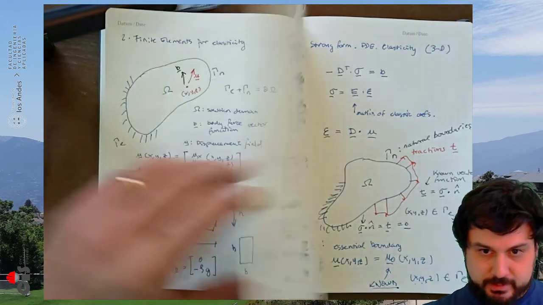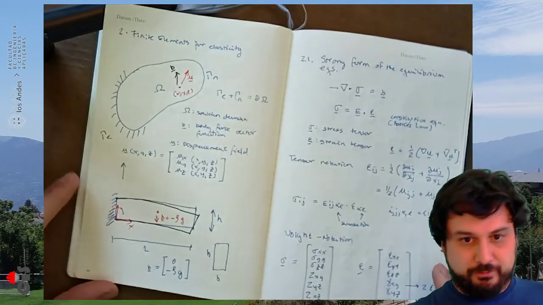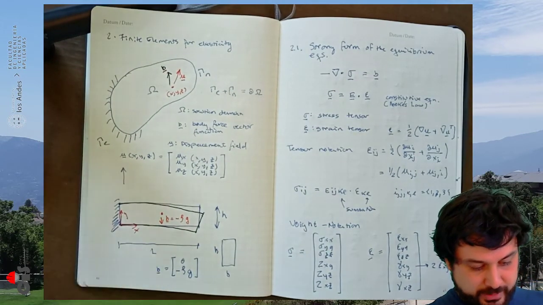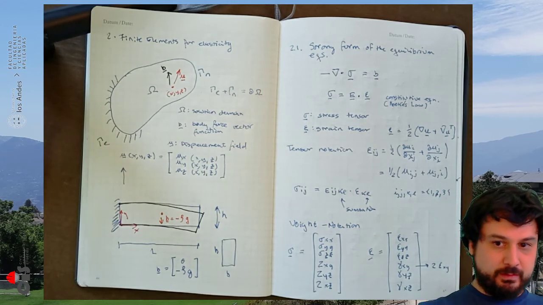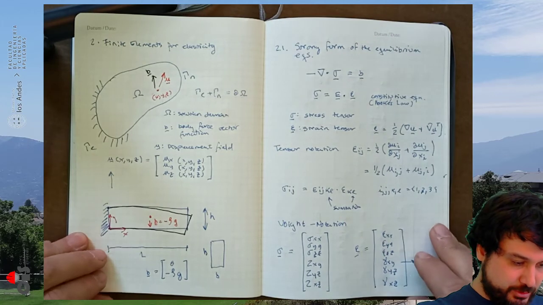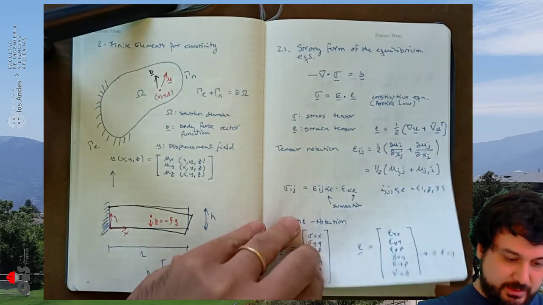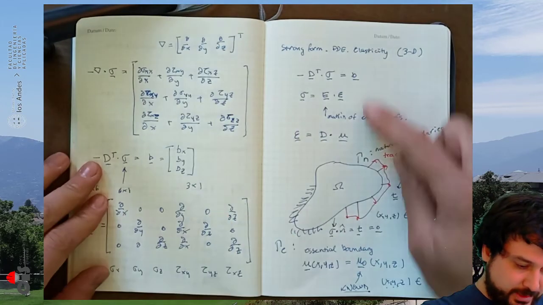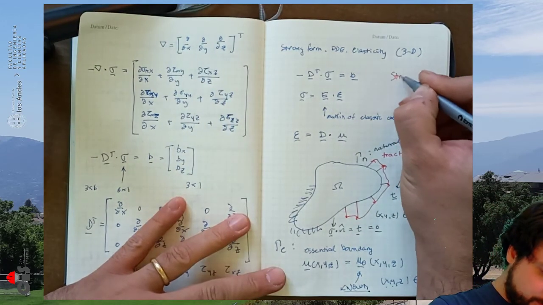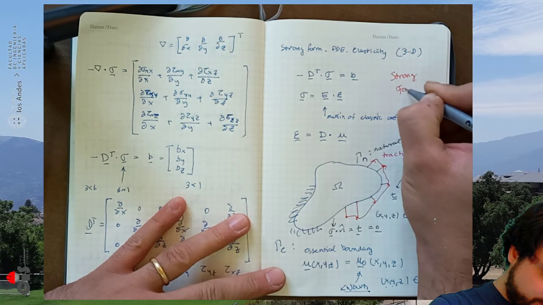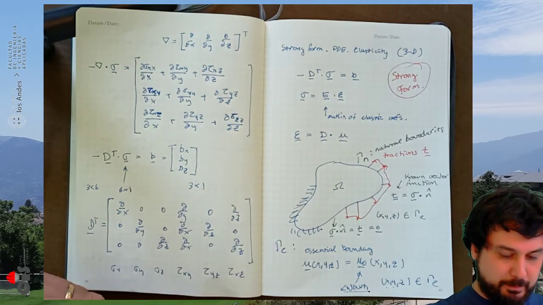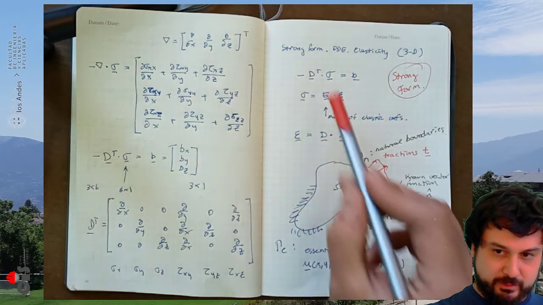So this is the setup of general linear 3D elasticity that we're going to use for the rest of the finite element chapter, chapter 2. We're going to specialize this. This form right here that I'm writing is the so-called strong form, because it's a strong statement of equilibrium. It's a pointwise statement of equilibrium using derivatives.